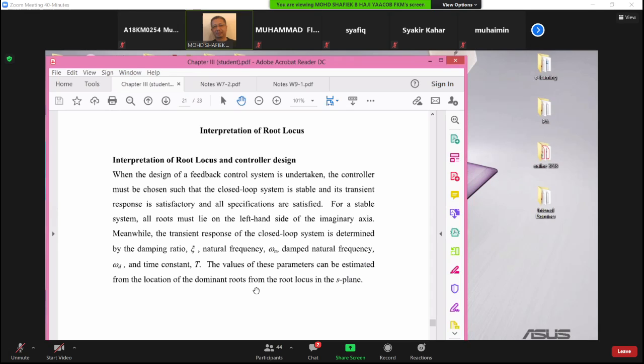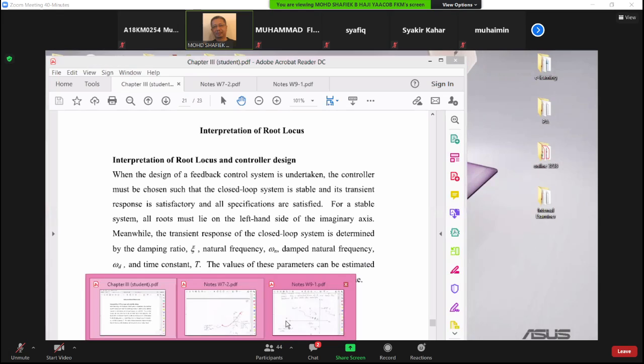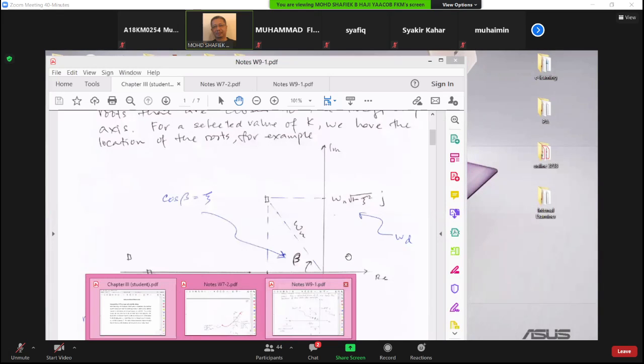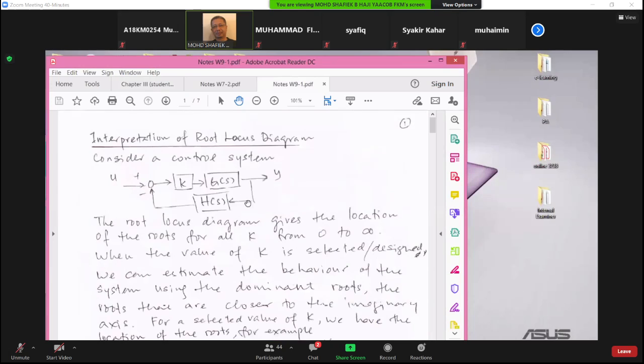So what are the dominant roots? The dominant roots are the roots which are closer to the imaginary axis. Okay, so I have written some explanation again here. Imagine that this is our block diagram. G of S is the system to be controlled. H of S is the feedback transfer function, and K is the proportional controller gain. We want to choose the value of K such that it will meet some specification.